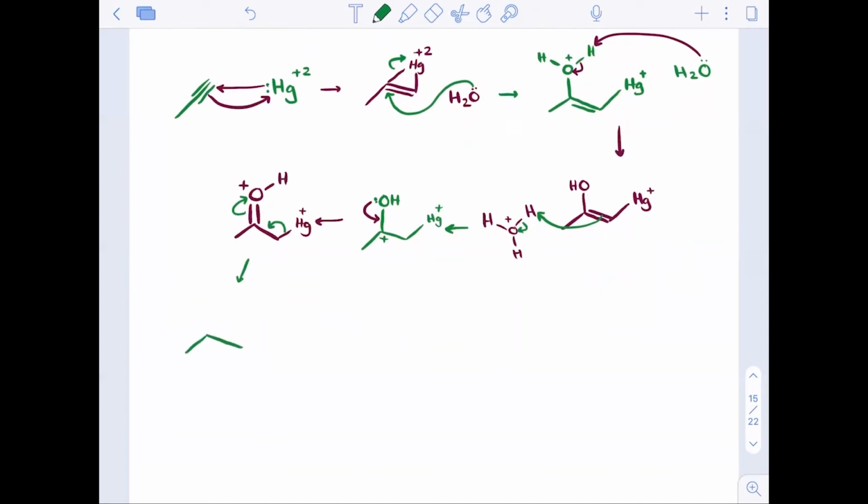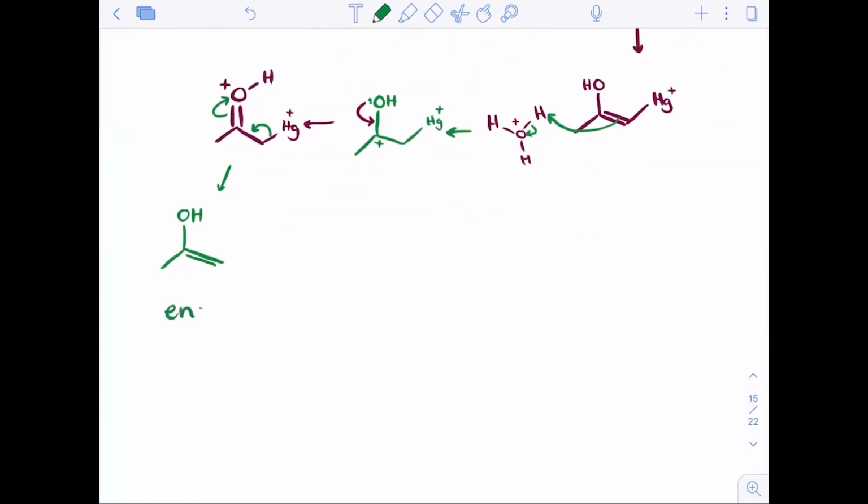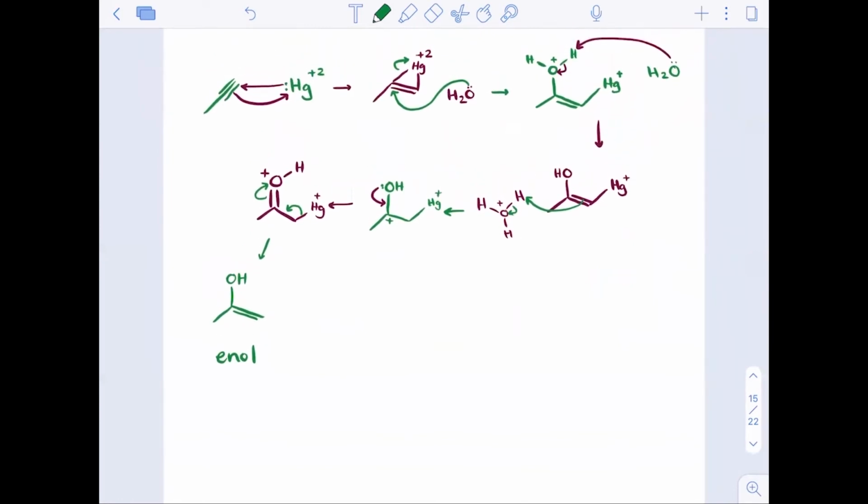And we form an intermediate that's an alkene and an alcohol. This intermediate is called an enol. Alkene plus alcohol, so enol. Now these enols undergo a rearrangement of their atoms. It forms a constitutional isomer that is called a ketone.